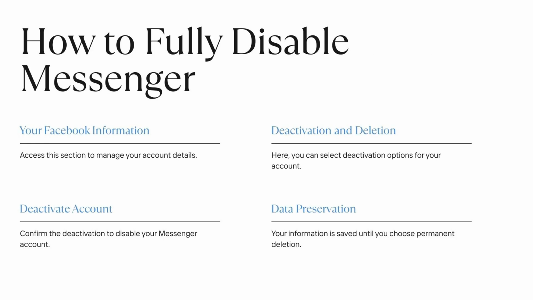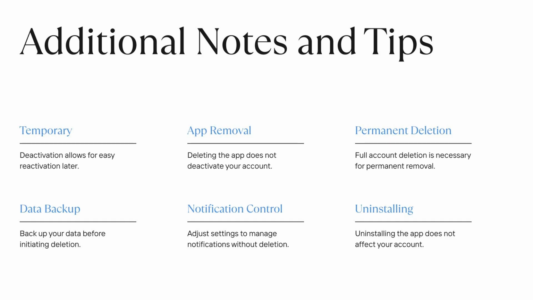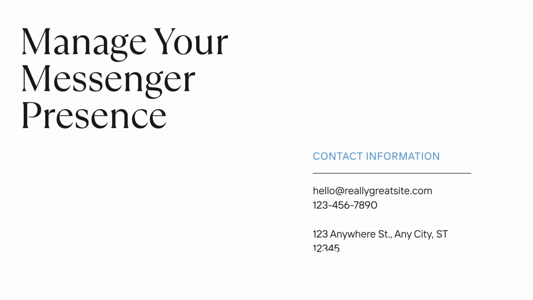To fully deactivate your presence, you must deactivate your Facebook account. Go to facebook.com, click your profile, then Settings and Privacy. Select Settings, click your Facebook information, then Deactivation and Deletion. Choose Deactivate Account. This also deactivates Messenger. Remember, deactivation is temporary. Your data is preserved and can be restored by logging in.